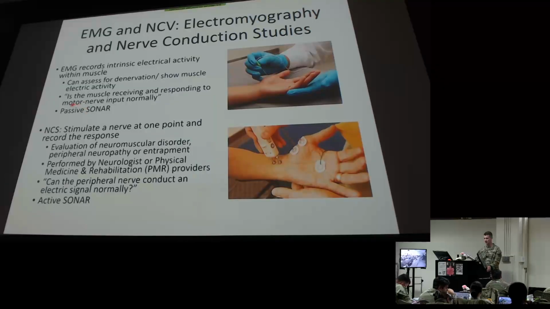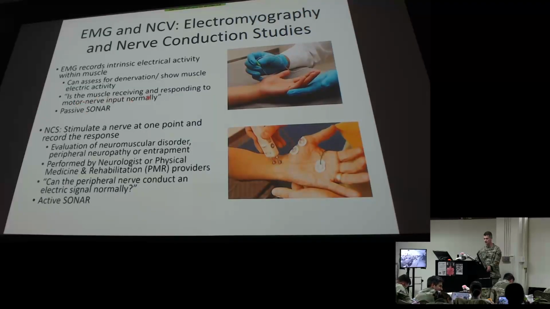The question I'm asking is, does the muscle respond to motor nerve inputs normally? I'm just passively looking and seeing if the muscle's moving. Now, nerve conduction study, that's the one where they take a taser and they zap your arm, and then they measure the movements down here. That is asking, can the peripheral nerve conduct electrical signal normally? And that's like your active sonar, because now I'm zapping it with something to see what it actually does. So nerve conduction study, active study, seeing if things actually move. EMG, passive, just sticking a needle.